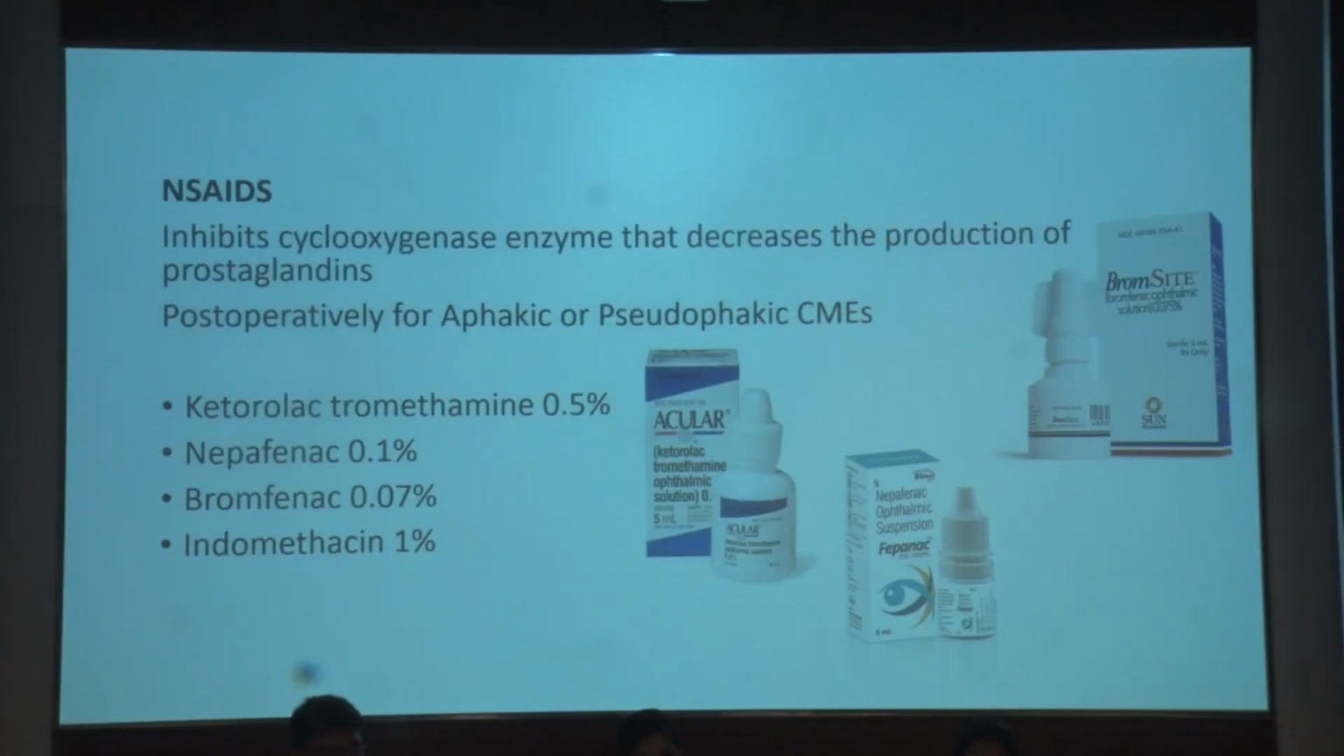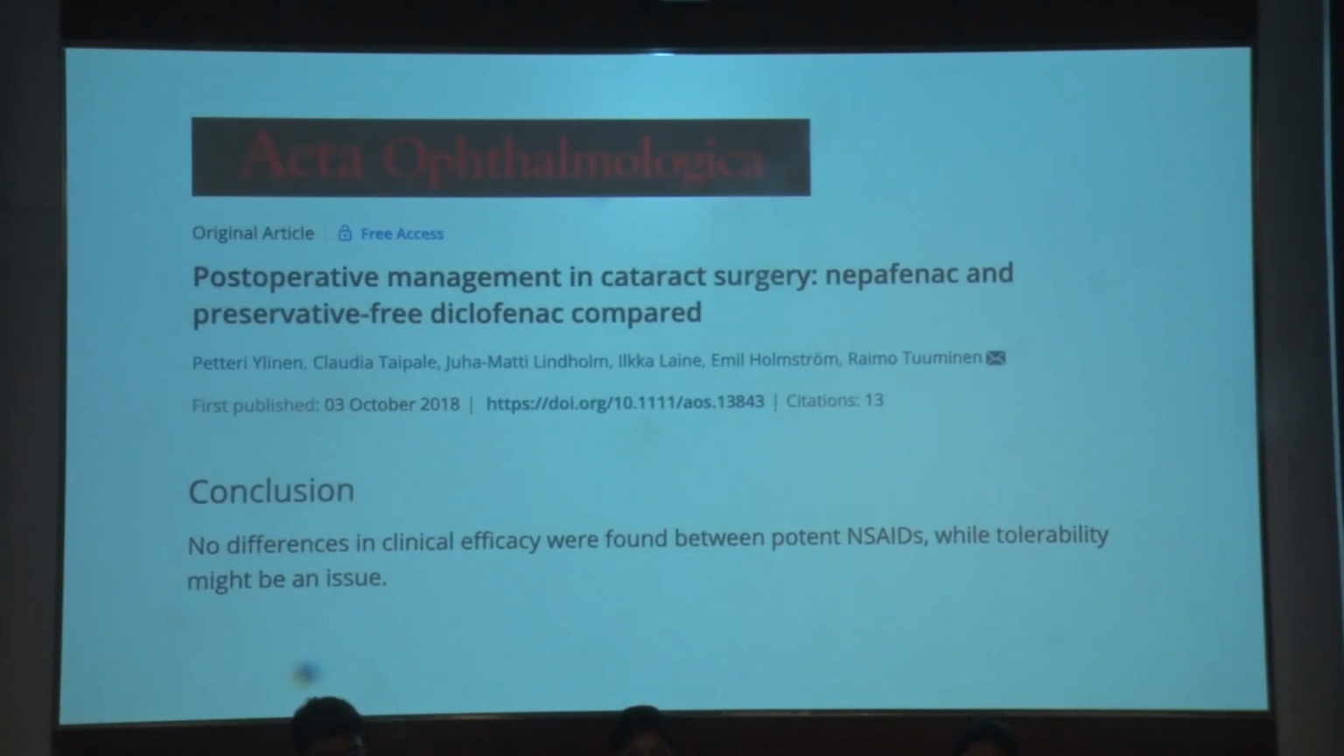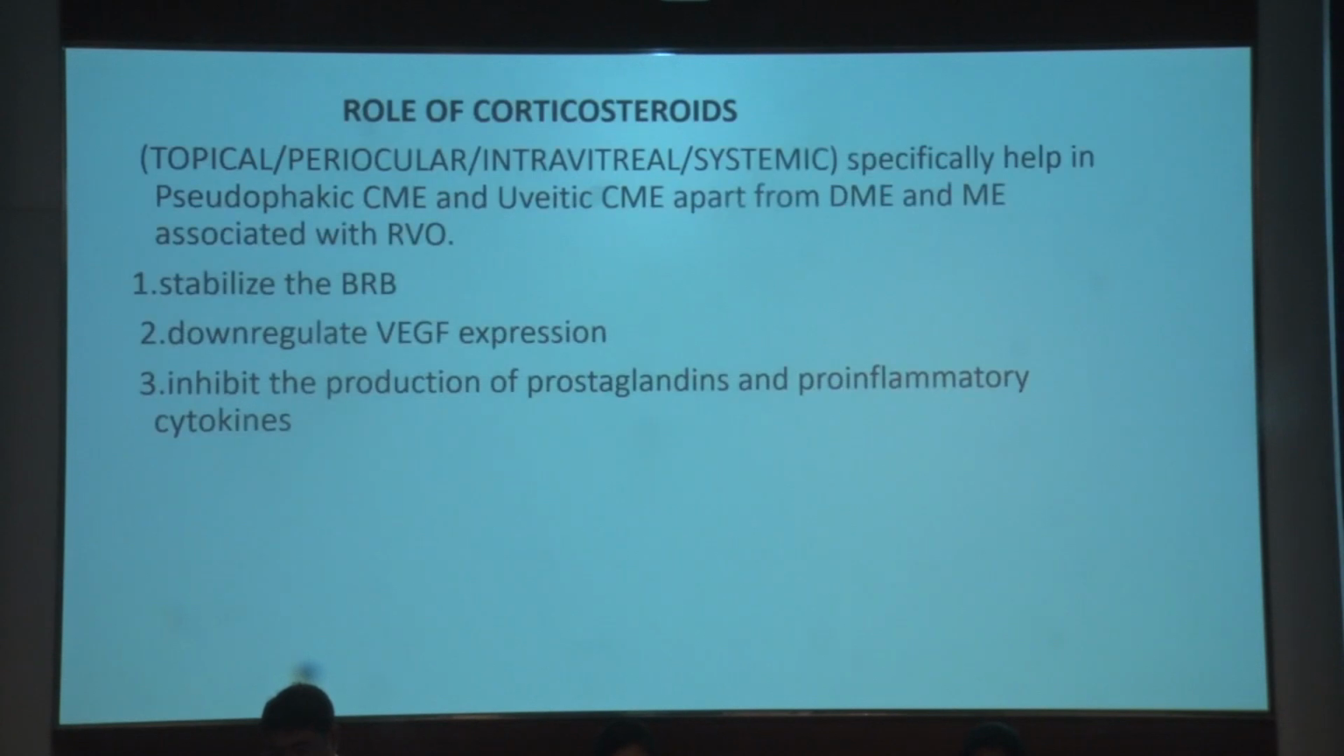Quickly, NSAIDs are I think the best because they inhibit the cyclooxygenase enzyme, and many papers post-cataract surgery have shown that topical NSAIDs are more effective than topical steroids in preventing PCME. Ophthalmology journal has shown that there is not much difference between nepafenac and preservative-free nepafenac. The only thing is the tolerability is slightly better in the preservative-free. Otherwise there is not much effect on the CME. In pseudophakic CME, ketorolac alone versus ketorolac and prednisolone, again no statistically significant difference was found between the two groups.